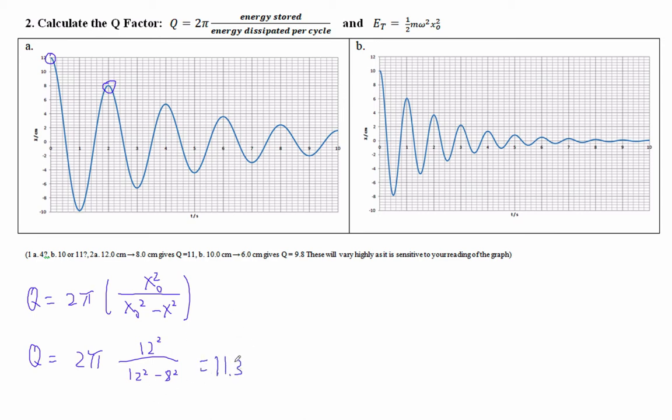And do we have 3 sig figs? Probably not. So 11 is pretty good, right? And there are no units for Q.